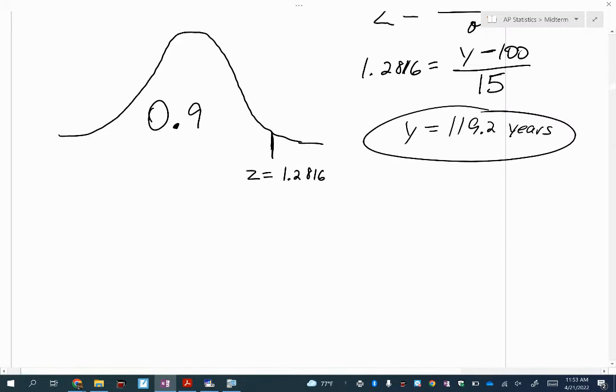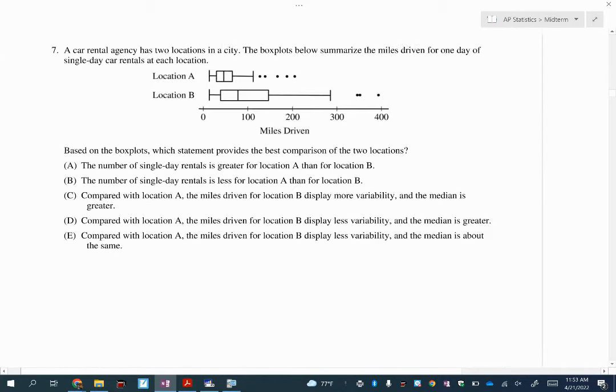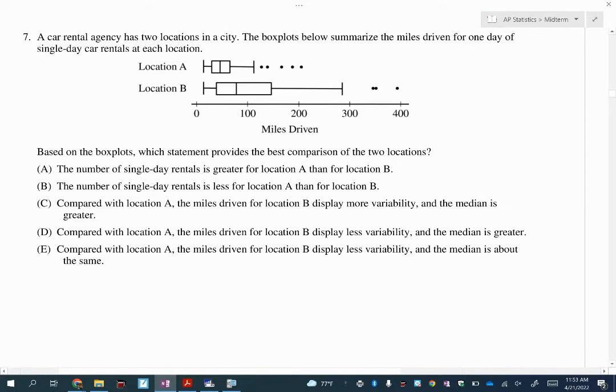Let's go to number 7. Now number 7 doesn't require a calculator. It does require you to understand what a box and whisker plot or a box plot is.